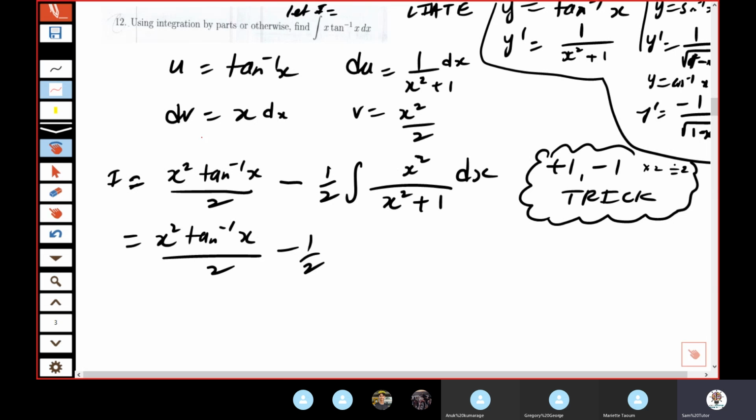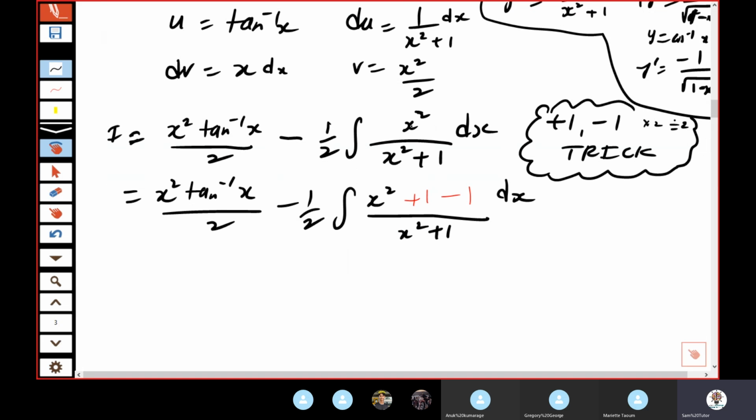Now, you might think you're doing nothing because obviously you are adding 1 and then subtracting 1. But you're doing a world of difference to your math. Okay, so just keep it in mind, if your powers are the same, plus 1 minus 1 trick. They don't come often, but when they do, they usually stump a lot of students.